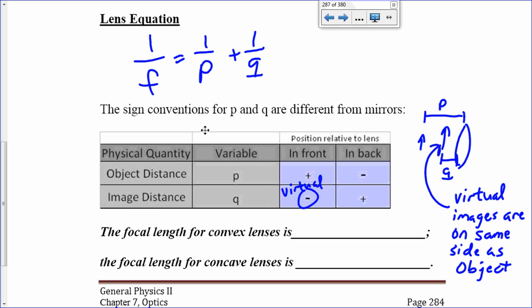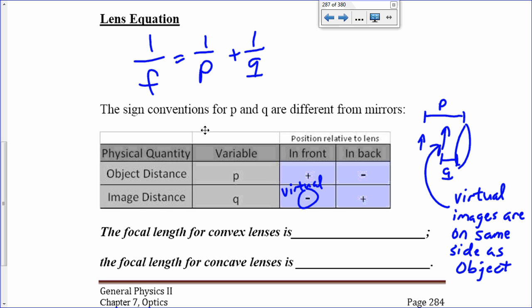Virtual images are on the same side as the object, but if you recall, for mirrors, virtual images are on the opposite side of the object. You have the object on one side, like a flat mirror, you have the mirror, and then you have the virtual image. But that's not true for lenses. For lenses, it's going to be the other way. The virtual image will be on the same side as the object. We'll see this with our ray diagram, but this is always true when you have a single lens. The virtual image is always on the same side as the object. And a virtual image is going to have a negative image distance.